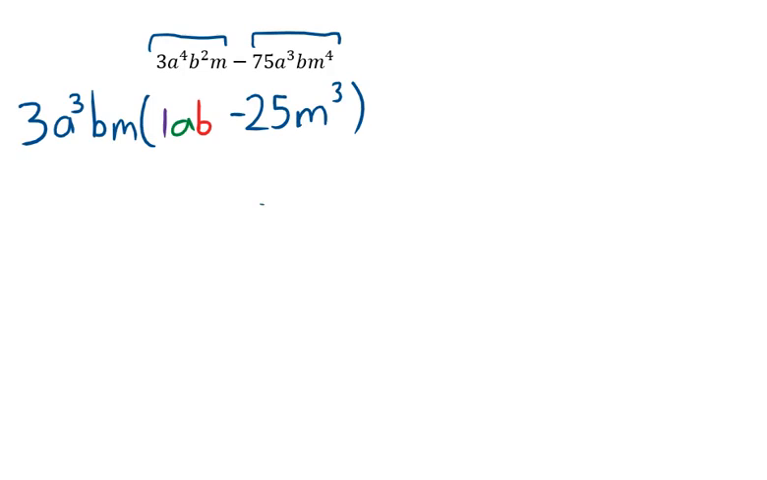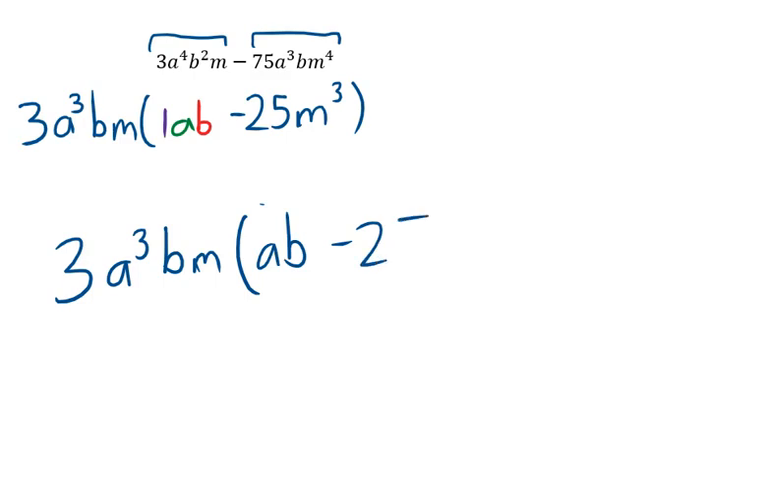My final answer is that. Probably I would write 3a cubed, b, m, and then a b, I don't need to write the 1. So ab minus 25 m cubed, that's as factored as that can go.